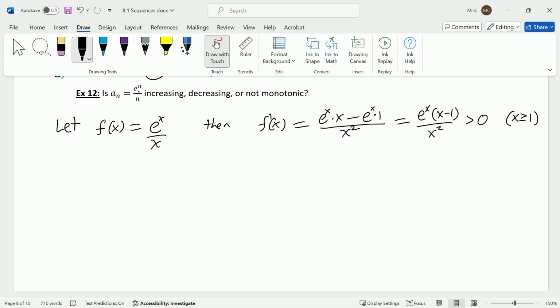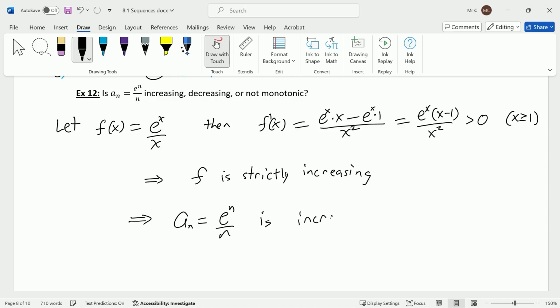So, since f prime is positive, that implies f is strictly increasing, and that implies a sub n equal to e to the n over n is increasing as well.